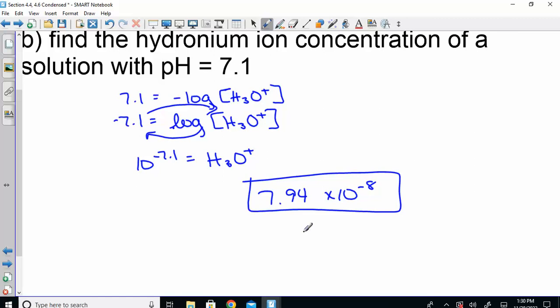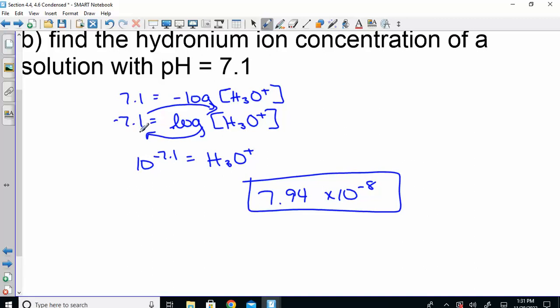All right. Is that one okay? Yes. It's 7.1, not 1.6. Any other questions? All right.